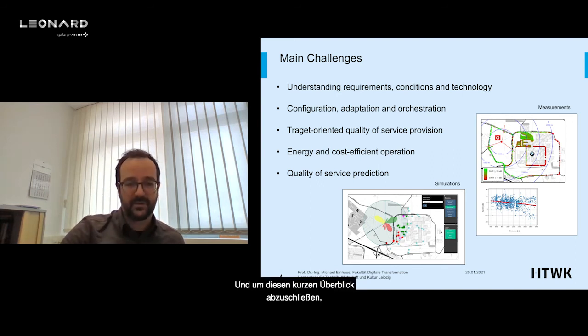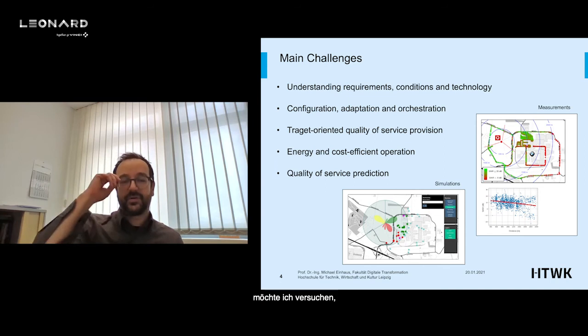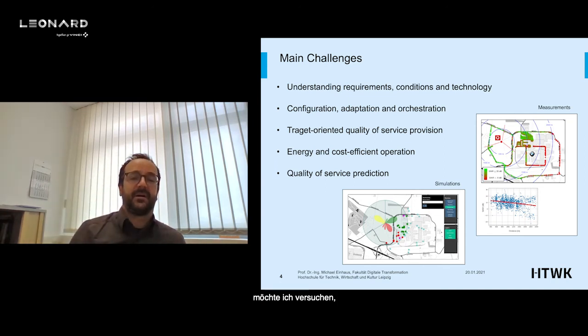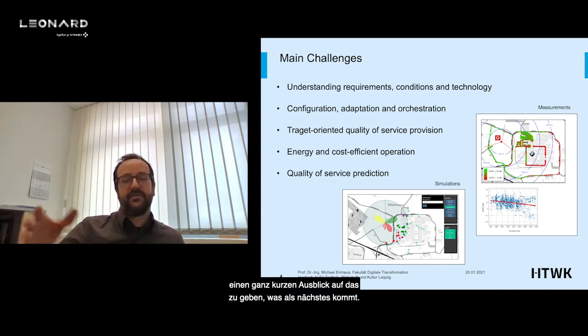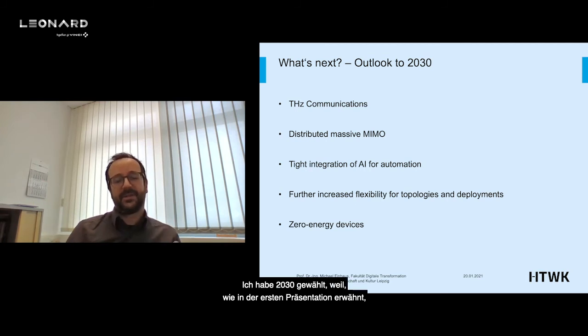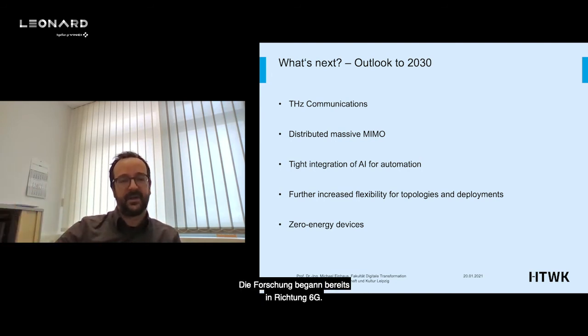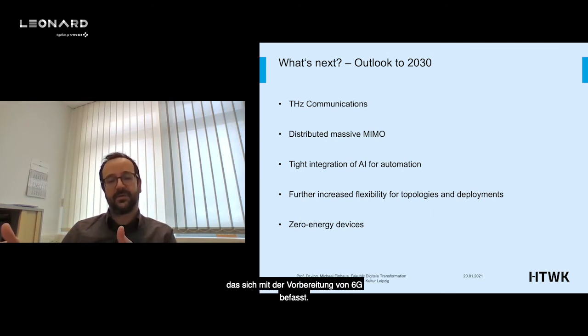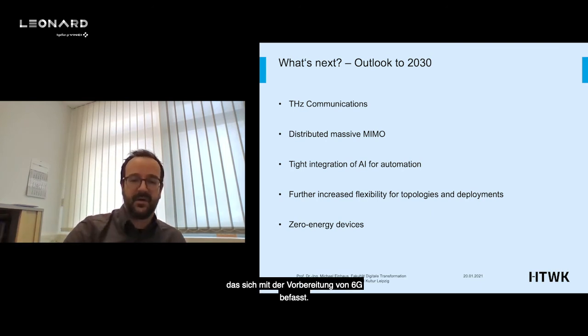And to conclude this short overview, I thought I can try to give a very short outlook into what's coming next. So what's next? Outlook 2030. I put 2030 because, as mentioned in the first presentation, roughly every 10 years you will have a new generation. So the research starts already in the direction of 6G, and as I said, Horizon Europe is the program which goes into the preparation of 6G.